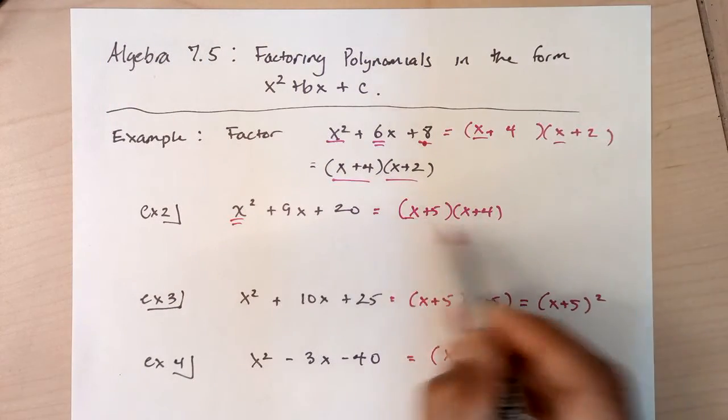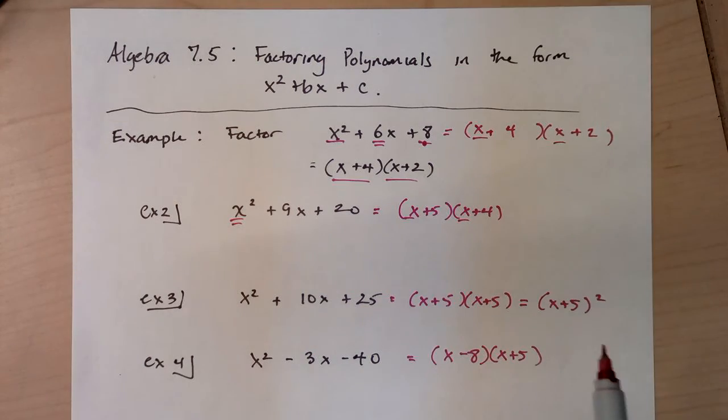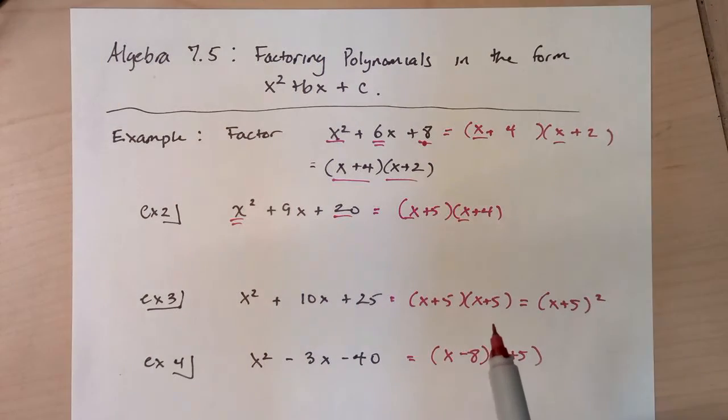And then the same for example 2. For x squared, that's how we got x and x. Then I look at the last term, 20. Factors of 20 are 20 and 1, 2 and 10, or 4 and 5. Only one pair of those factors adds to 9, and it's 5 and 4. 10 and 2 don't add to 9, nor do 20 and 1.